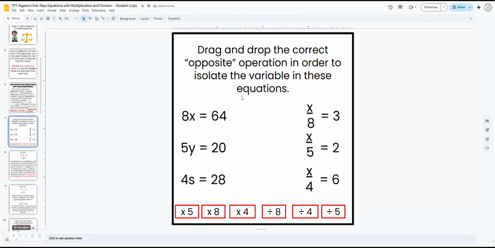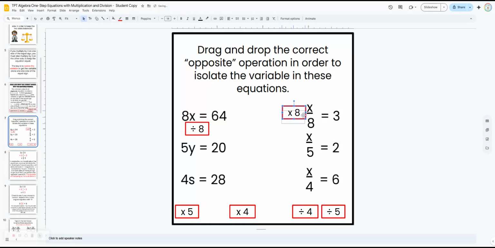When they get to slide 7, they want to drag and drop the opposite operation, because when we want to isolate a variable, we use the opposite operation. So here, 8x, that's multiplication, so the opposite would be to divide by 8. Here, we're dividing by 8, so the opposite would be to multiply by 8. So they're just going to drag and drop each of these boxes next to the correct equation.